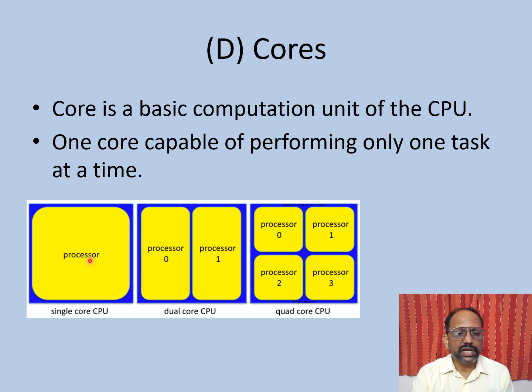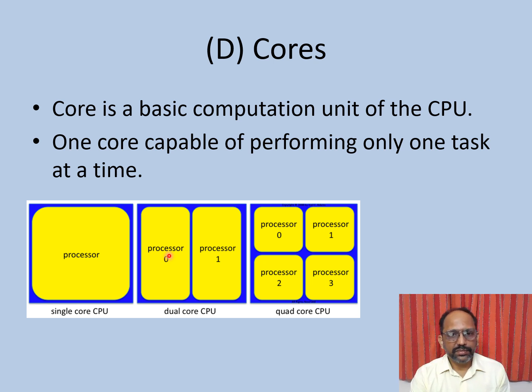How many processors are there? One processor, because there is a single core. In a dual core CPU, the CPU is one only. But how many cores are there? Two cores. How many processors are there then? Two processors. So each processor can execute millions and billions of instructions. If there are two cores, there will be two processors. Physically, it is one single CPU.